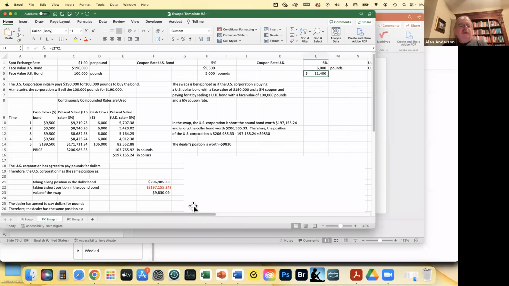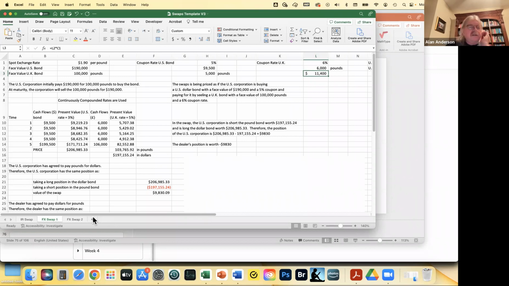So the swap is being priced as if the US corporation is buying a dollar bond with a face value of 190,000 and a 5% coupon rate, and simultaneously selling a UK bond with a 100,000 pound face value and a 6% coupon rate.